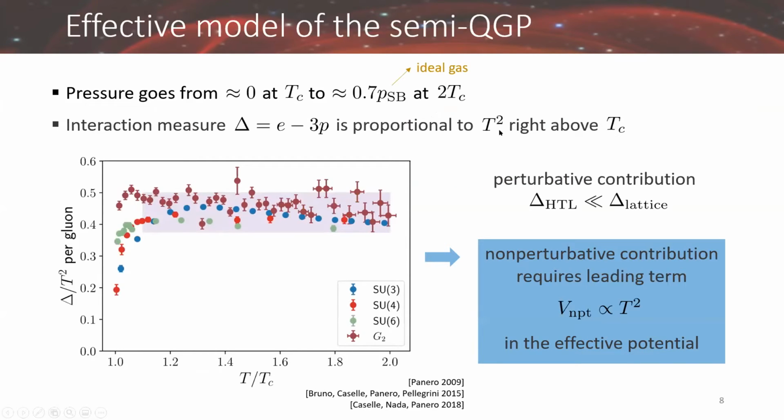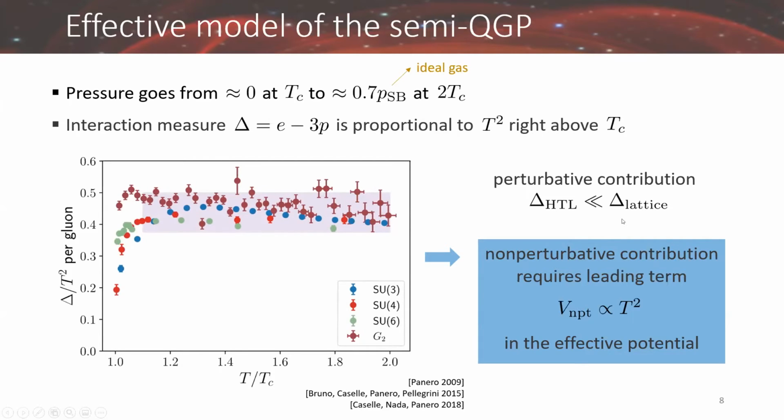Other thermodynamic quantities are also important here. The first one is the pressure. It grows from almost 0 at Tc to 0.7 of the ideal gas value at 2 Tc. But more importantly, this combination, energy density minus 3 times the pressure, which is called the interaction measure, seems to be proportional to T squared on the lattice. So if you plot delta over T squared, you have a plateau. And also the value of that plateau per gluon is almost the same for all the gauge groups that there is data on the lattice.